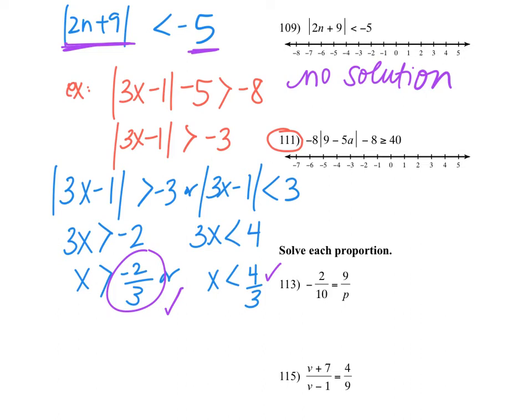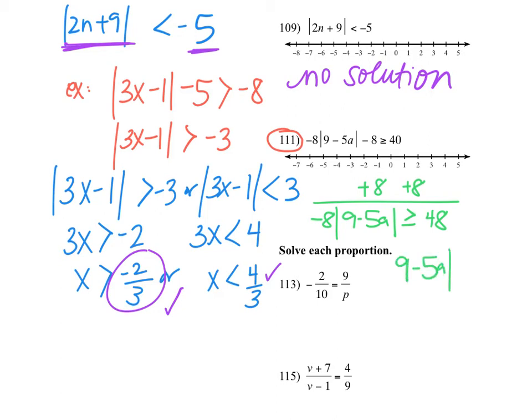Okay, so moving on to number 111. There's a few numbers in the way. It just so happens it's the same number, but those -8s are in the way. So I'm going to add 8 to both sides. So I get -8|9 - 5a| greater than or equal to 48. And when I divide by -8, I get -6. So |9 - 5a| is, change the sign, I forgot to do that, less than or equal to -6.